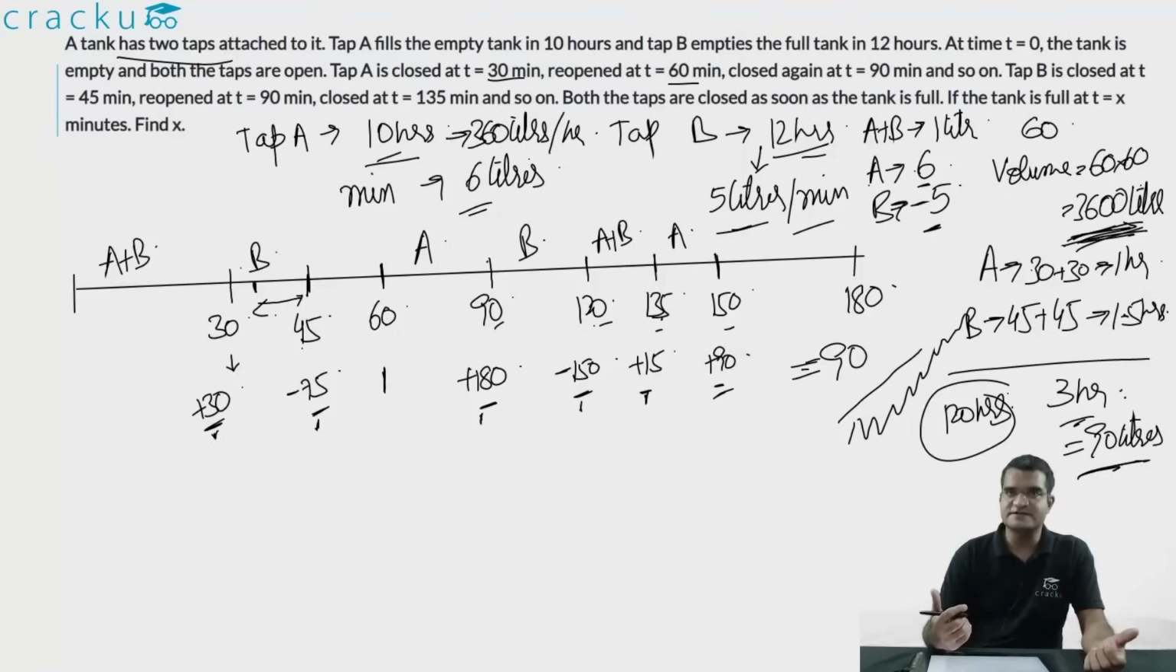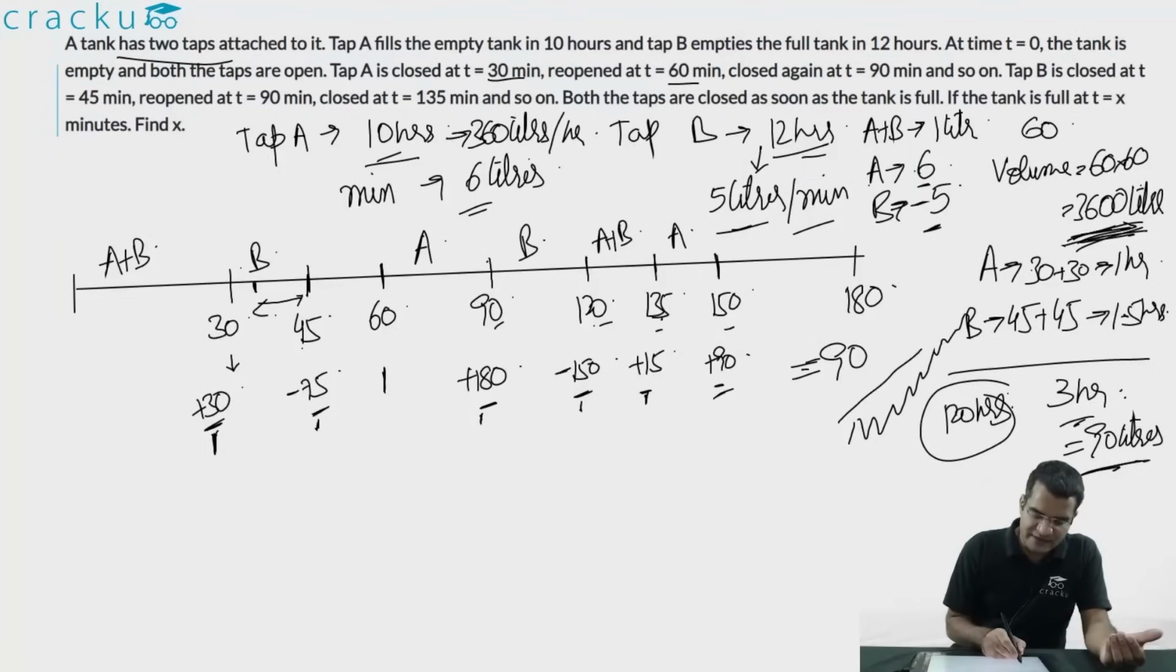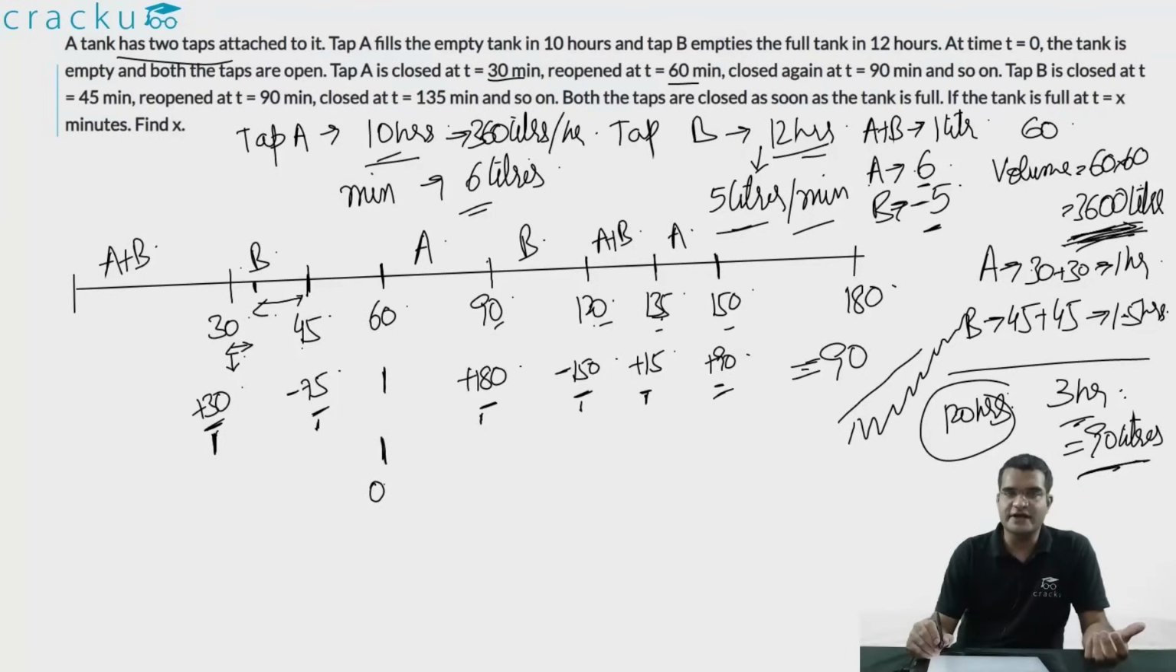If you are looking at the first cycle, in the first cycle plus 30 liters is filled by A and B, as we have discussed earlier. But after 36 minutes, that is after 6 minutes when B alone is open, the tank becomes empty. Then B will not be doing any work, it will remain idle. So at the end of 60 minutes, the total water that is filled into the tank is 0. The tank is essentially empty.